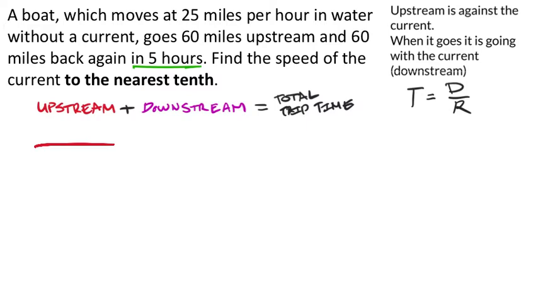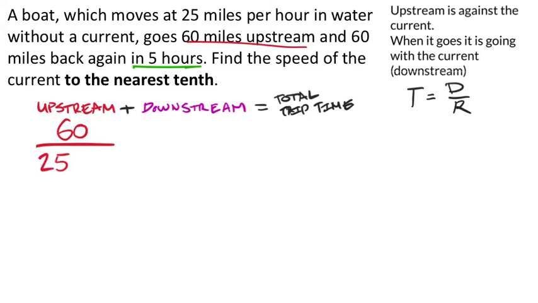Your distance, it said you went 60 miles upstream, right? Okay, your distance is 60. You can label that miles if you'd like. But the rate, this is where we get a little bit of confusion because it's like, well, it didn't tell us how fast you were going. And some students just mistakenly say, well, you were going 25 miles per hour, right? Well, you were, but that was only part of your trip, right? That's the boat in still water or without a current.